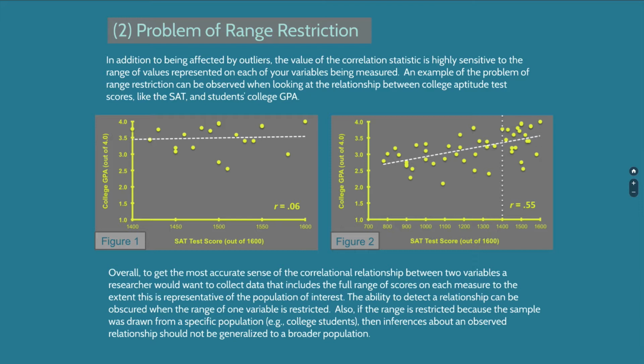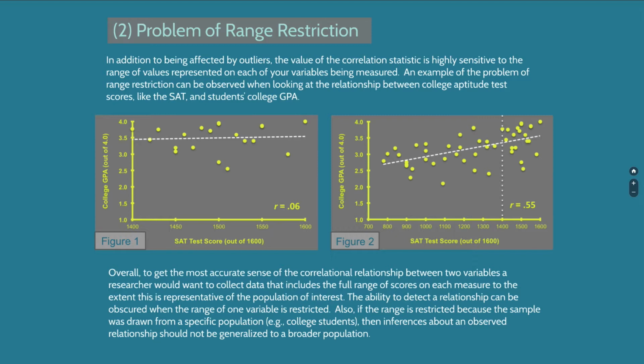Higher SAT scores are predictive of college success, and this is why scores are used for admissions criteria. However, as shown in Figure 1, if we were to look at the relationship between SAT scores and college GPA for students admitted to Ivy League schools that needed a cumulative SAT score of 1400 or better, we might conclude that there is no relationship between SAT scores and college GPA. This is because the range of SAT scores represented in the data is highly restricted. In other words, all students had really high SAT scores.